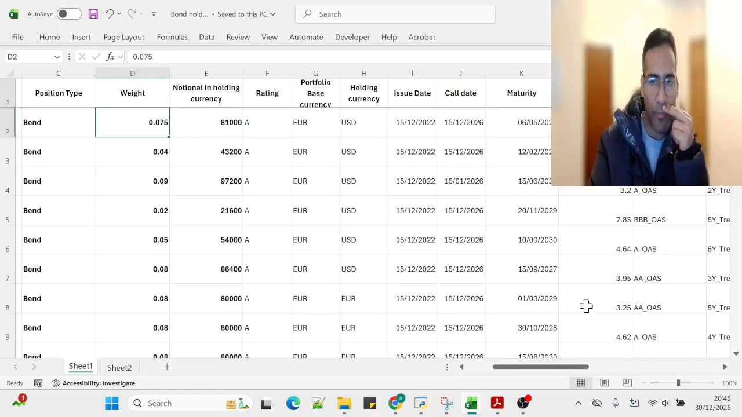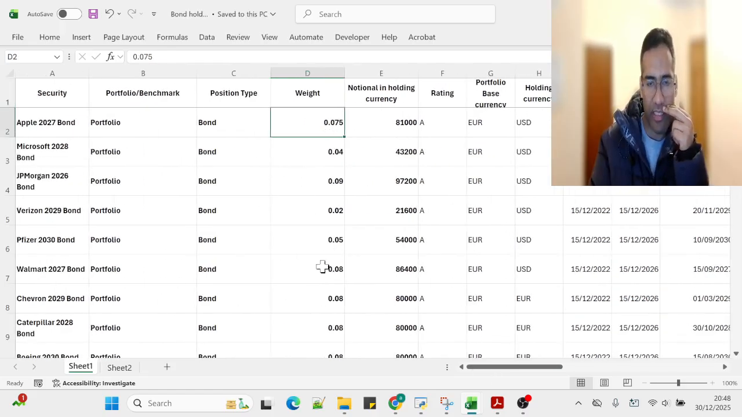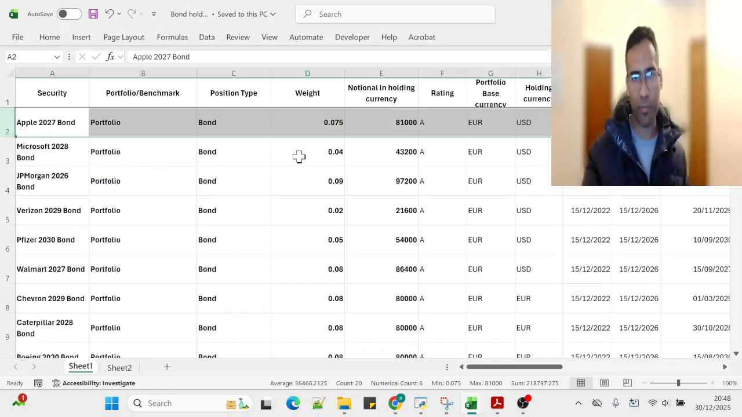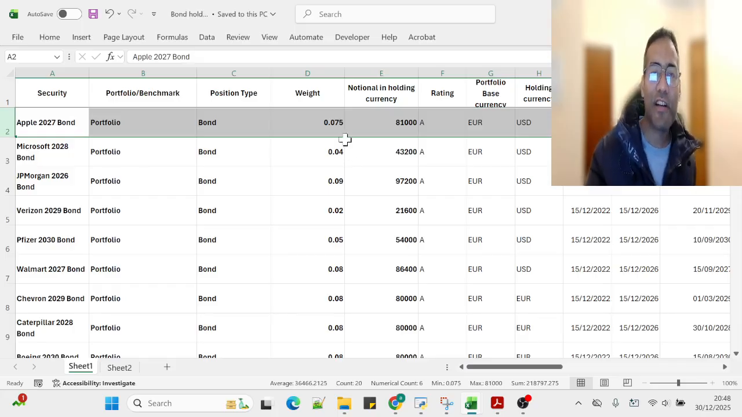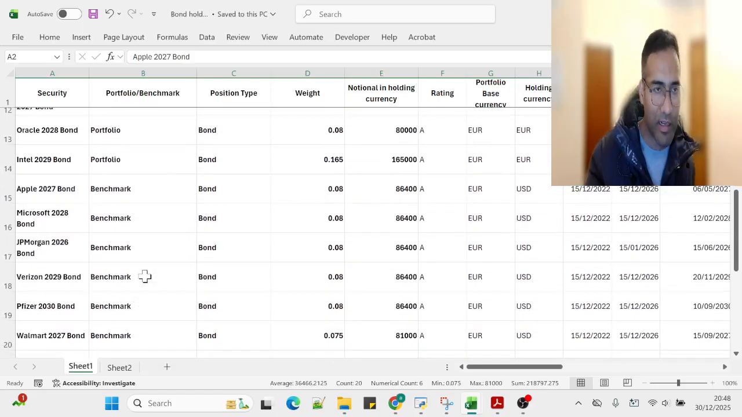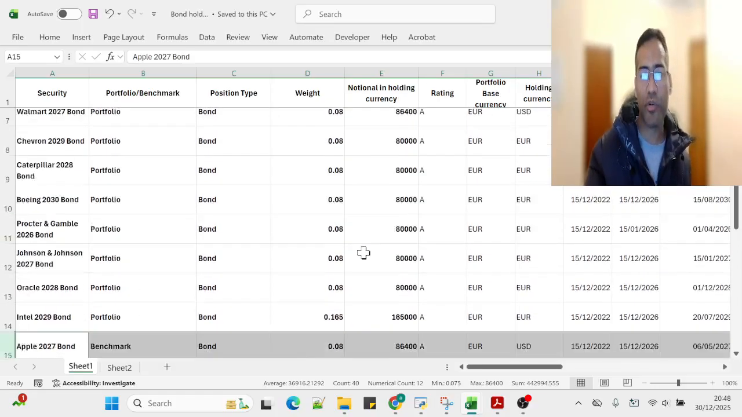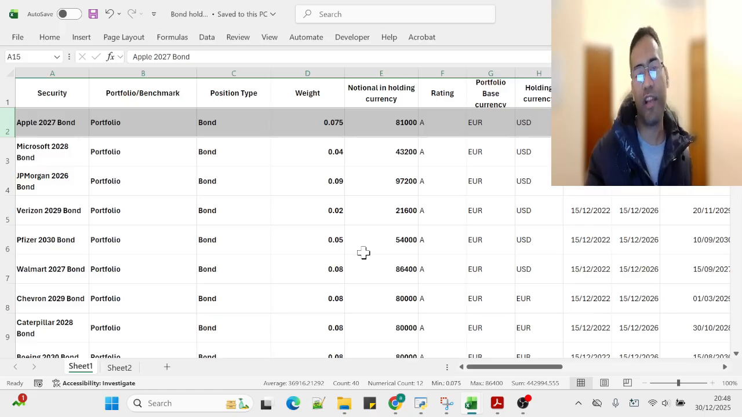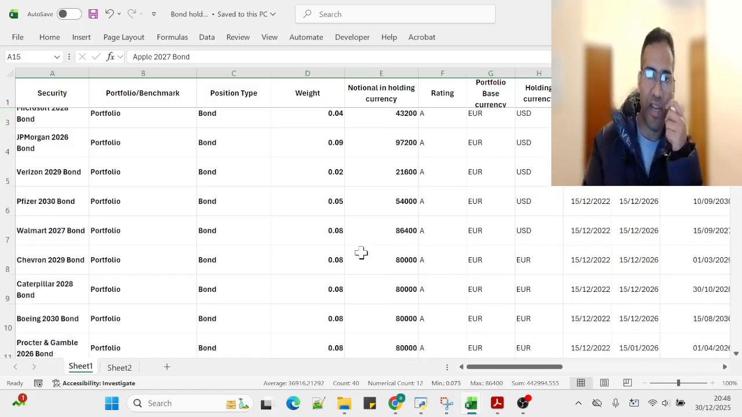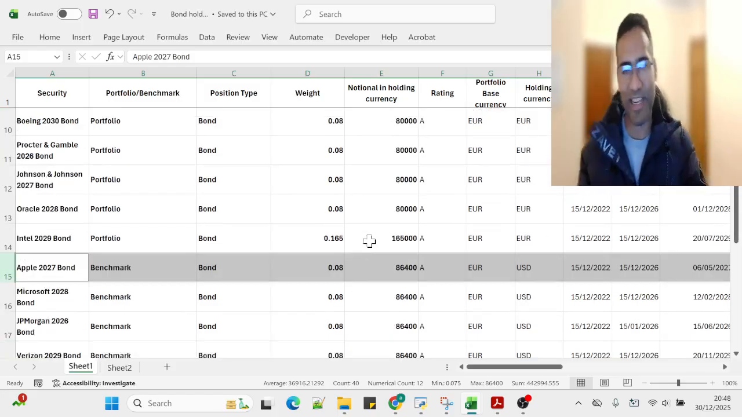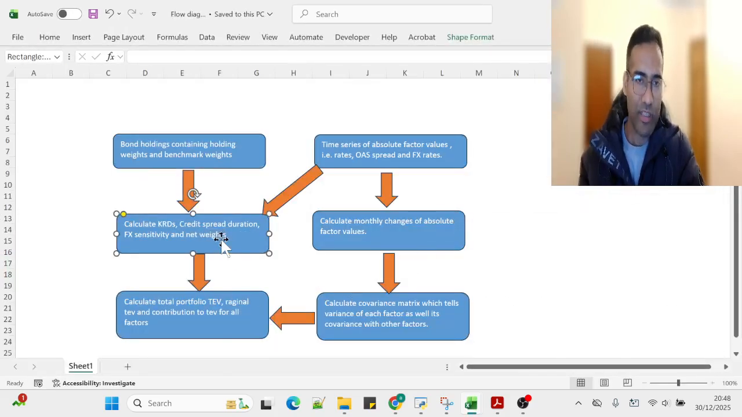It is my weight of the holding minus the weight of the same security in the benchmark. For example, for Apple 2027, my weight was like 0.075, and the benchmark weight was 0.08. Okay. So 0.075 minus 0.08 equals minus 0.005. So that is the net weight of Apple. Negative, because the benchmark holding had more weight.